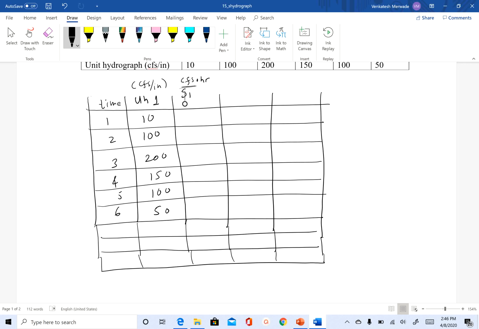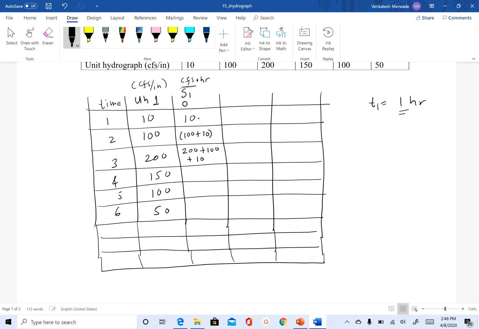So S1 will be 10. There is nothing before that. So 10 times T1, and T1 in this case is 1 hour, so 10 doesn't change. If T1 was something different, we would certainly change the value. If it was 2 hours, this would be 20. The second value for S1 is 100 plus 10 times T1. Again, T1 is 1 hour, so that doesn't change. This is 110. For the third, this will be 200 plus 100 plus 10.